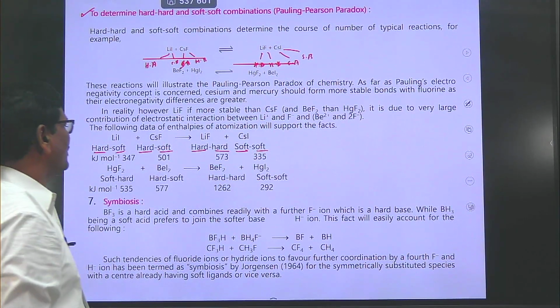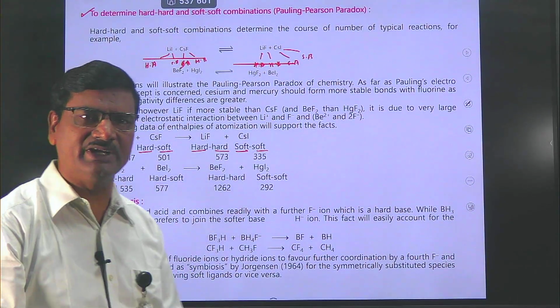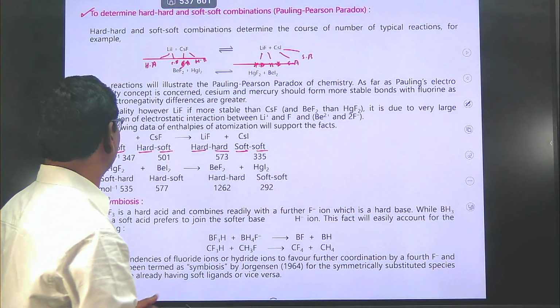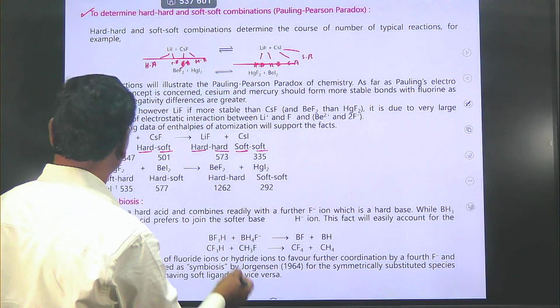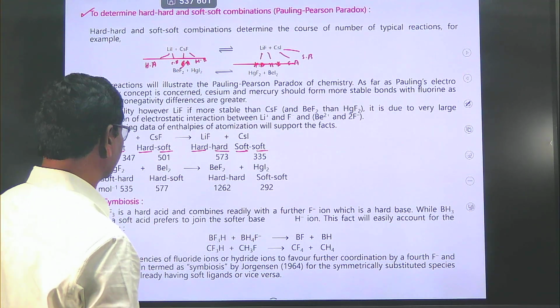If you take any type of complex, we can determine whether there is a hard combination or soft combination, and on the basis of that we come to the conclusion whether this is a stable complex or not a stable complex.